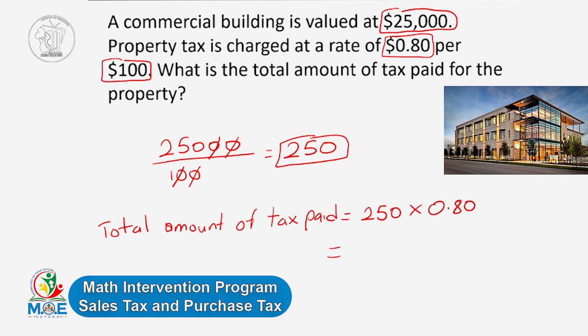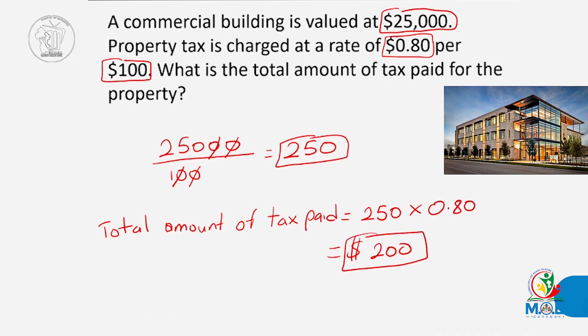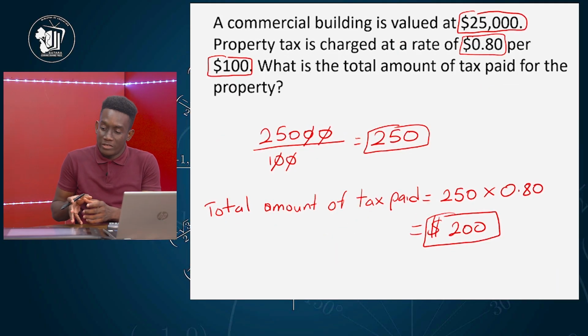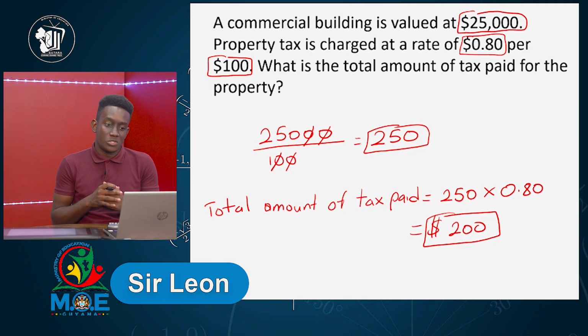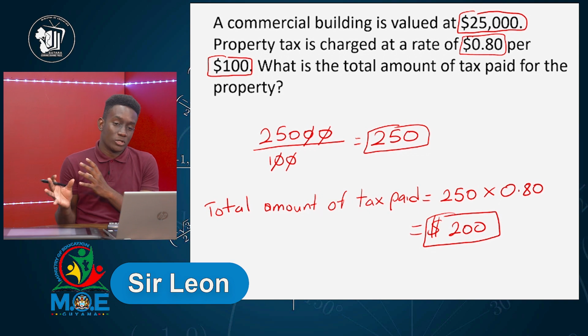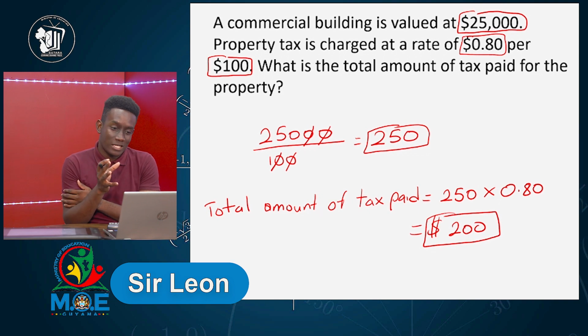This will now give us $200. So the total amount of tax paid for this property, which is worth $25,000, is $200. And that is the end of that question. We needed to find the number of hundreds in the 25,000, and we take that answer and multiply it by how much we charge per 100.